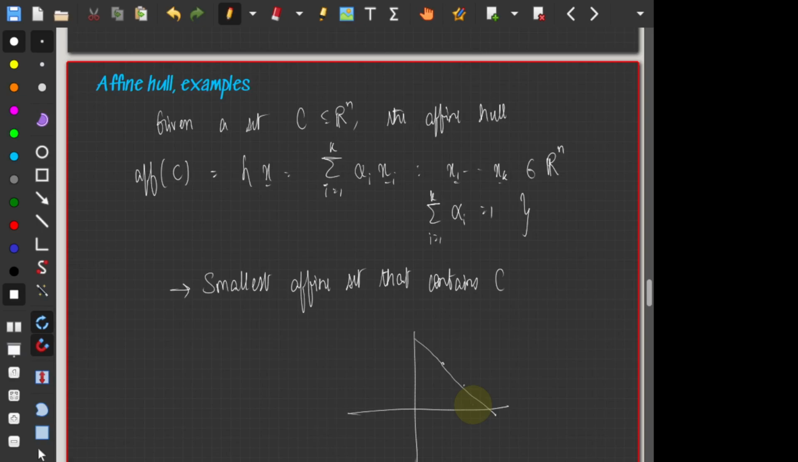Correct? So suppose I pick a third point somewhere outside. So what does it mean? Every straight line joining this point and every point along this line should also be contained in the affine hull. Right? So what does that mean? What will it be? It will be all of R2. Do you all agree?